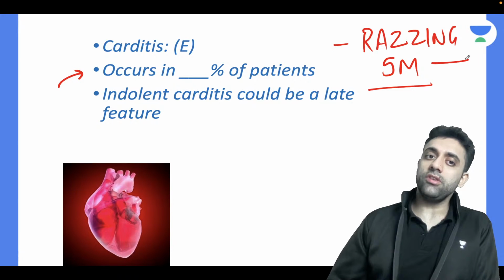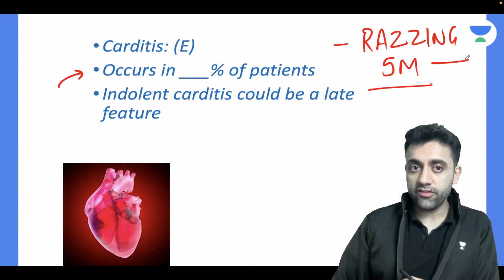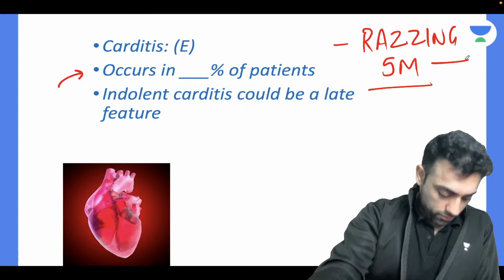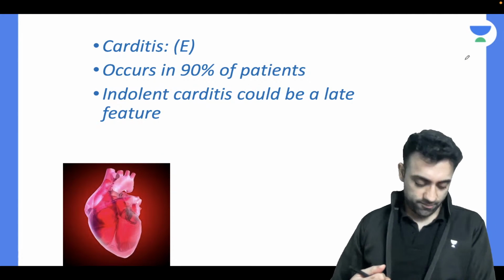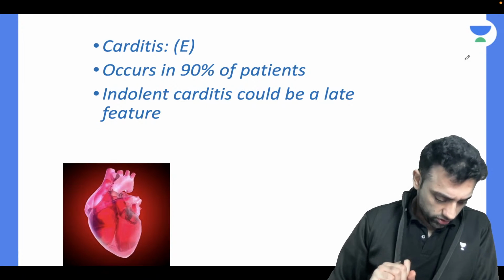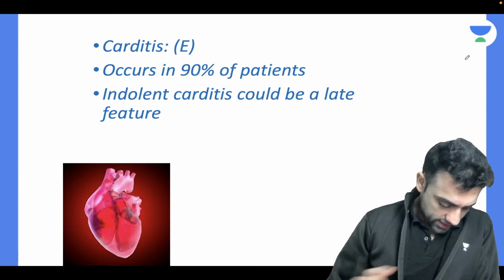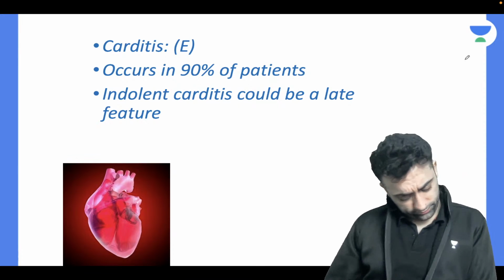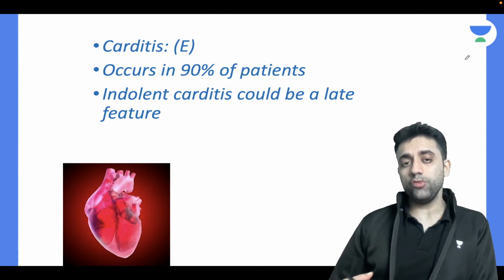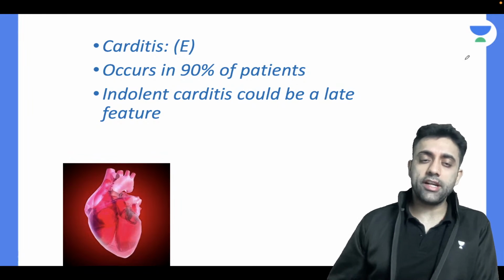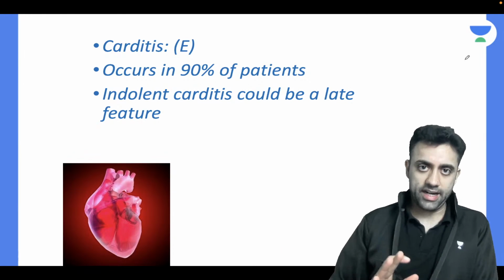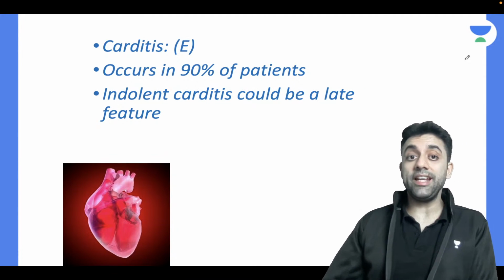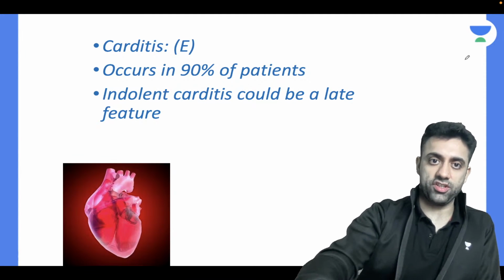Okay, dear. So now coming back to acute rheumatic fever, carditis occurs in 90% of patients. Osama asks whether group A can also lead to it. Yes, it can, but very less likely. Remember, number one, carditis occurs in 90% of patients, and most importantly, indolent carditis could be a late feature.